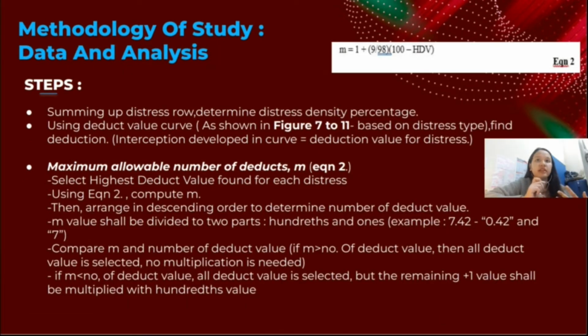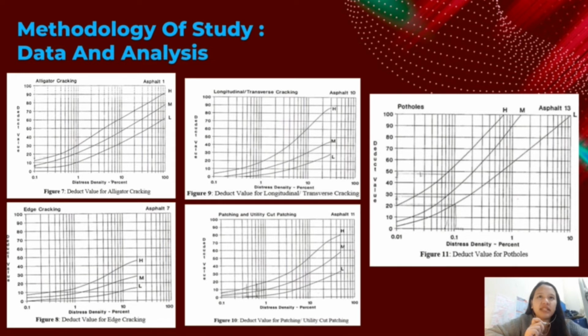Now, let's look at the method used for data and analysis. The first thing involves summing up the distress rows to determine the distress density percentage. Then, using the deduct value curve as shown in figures 7 to 11, we found that there are values for H, M, and L. H refers to high, M refers to medium, and L refers to low. Here, you can find the severity of the pavement distress and decide the deduct value. The intersection that is developed in the curve refers to the deduct value for the distress.